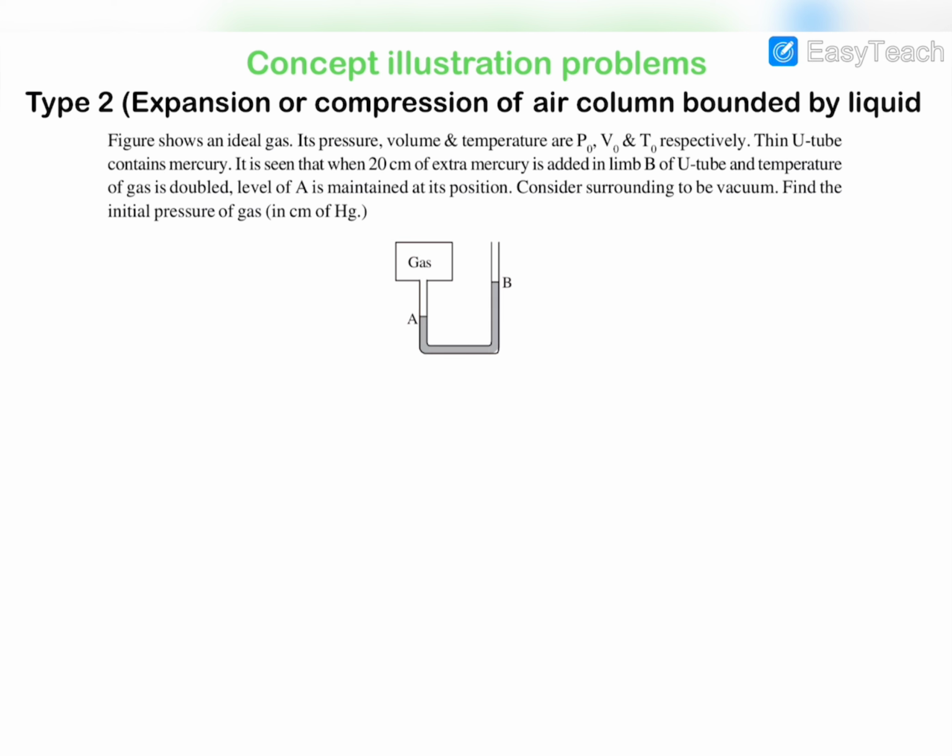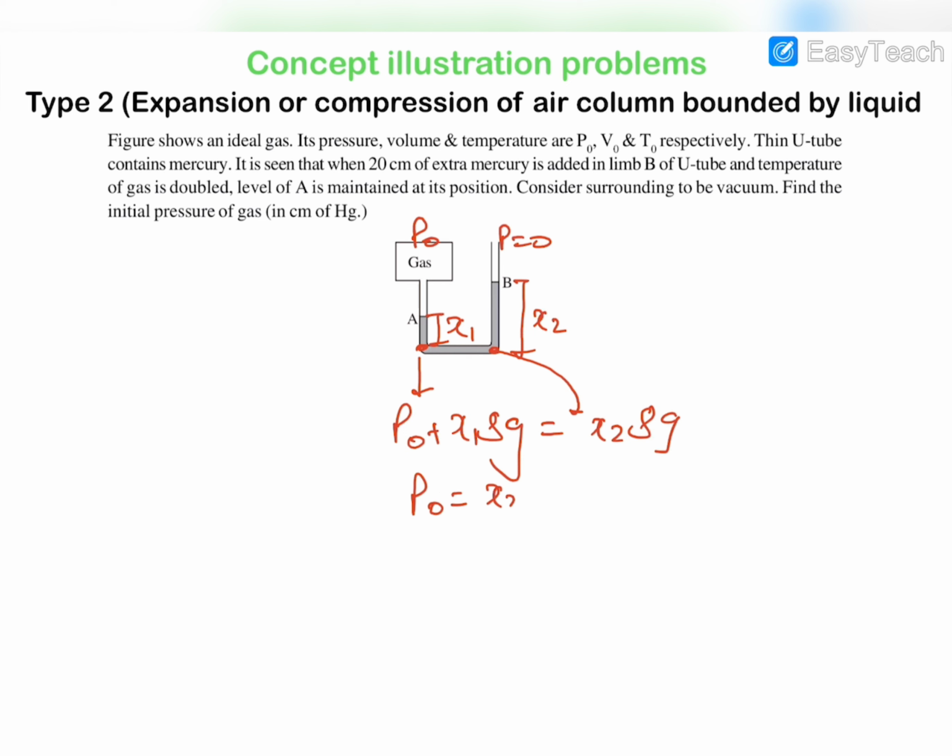So let's suppose initially this height was x1 and this was x2, and here pressure is 0 because vacuum is present at this end, and in this case the initial pressure is P0. So pressure at this point will be P0 plus x1 rho g, and pressure at this point will be equal to x2 rho g. So we can say that P0 will be equal to (x2 minus x1) rho g. This is P0.